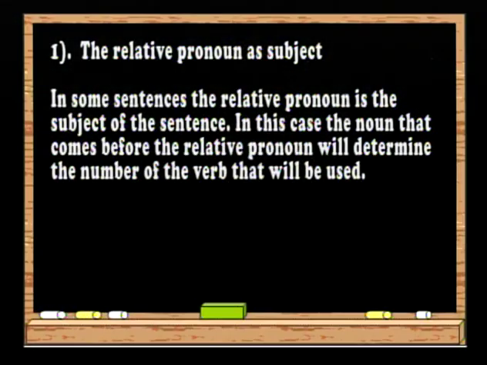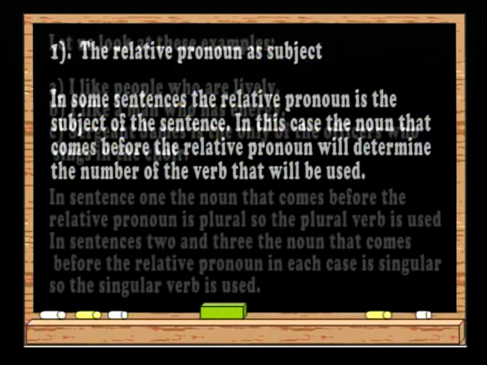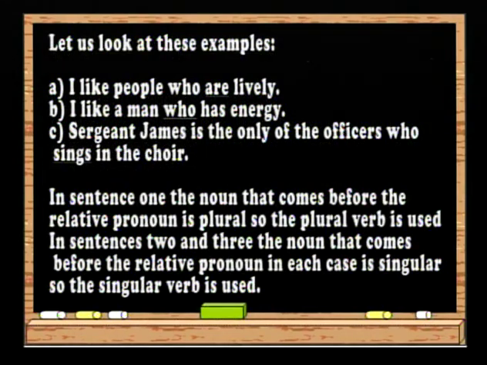We will continue looking at grammar rules in this lesson. The relative pronoun as subject. In some sentences, the relative pronoun is the subject of the sentence. In this case, the noun that comes before the relative pronoun will determine the number of the verb that will be used. Let us look at these examples.